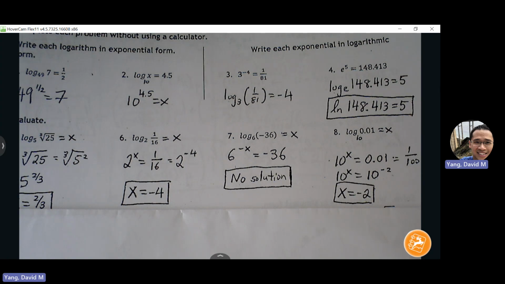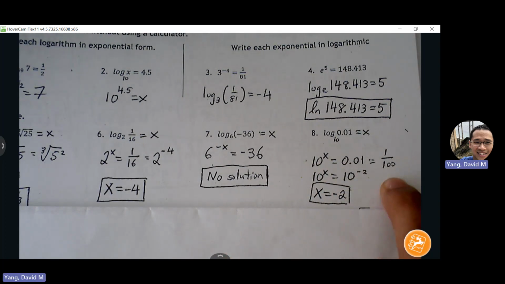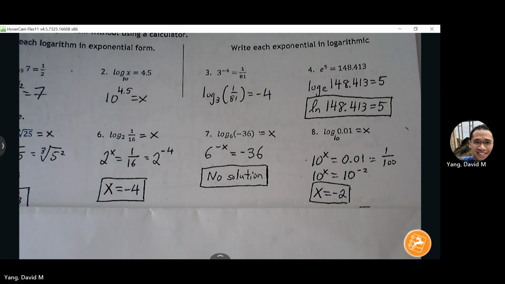How would you figure out number 8? So 0.01 is the same thing as 1 over 100. And if I want to represent 1 over 100 in terms of 10, it's 1 over 10 squared, and it's really 10 to the negative 2. Once you get the bases to match, you can just drop the bases and set the exponents equal to each other.